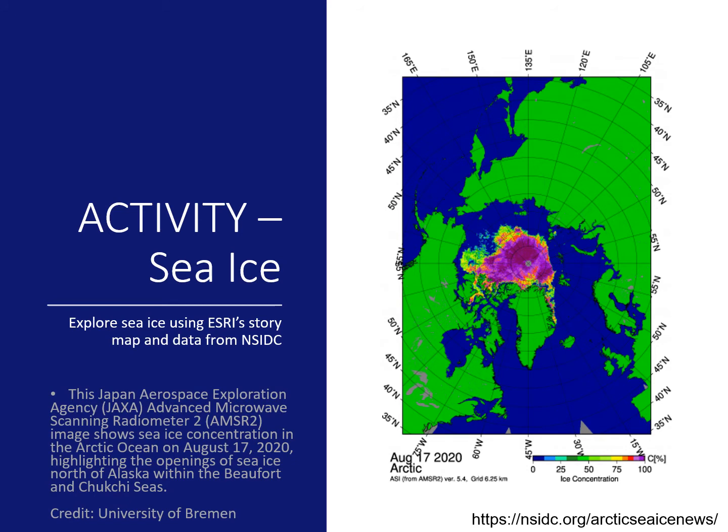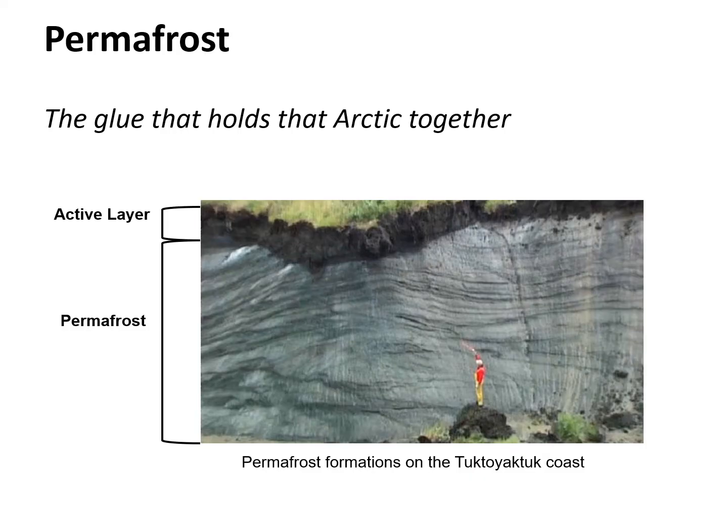Esri has used data from the National Snow and Ice Data Center to prepare a story map on sea ice. This activity gives you the opportunity to explore sea ice and data about sea ice. Give it a try. Sea ice is disappearing, and on land, permafrost is melting.